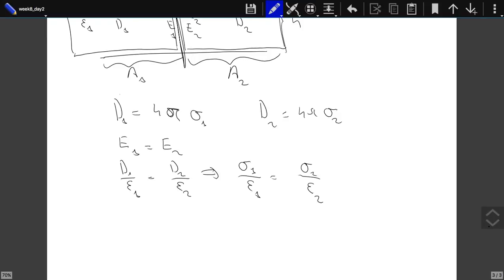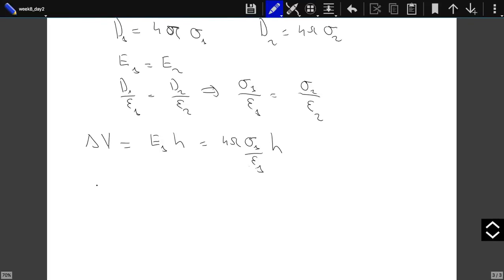Now, the potential difference, delta V, will be equal to E1 times H, which is the same, because E1 is the same whether we are on the left or on the right. And E1 is 4 pi sigma 1 over epsilon 1, times H. The capacitance was Q over delta V. So this is Q over 4 pi sigma 1 over epsilon 1 times H.